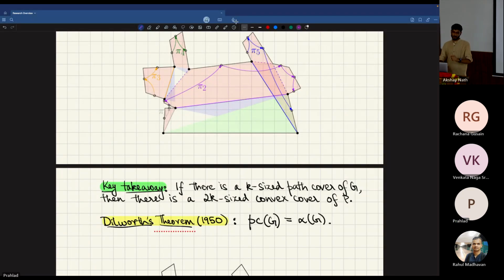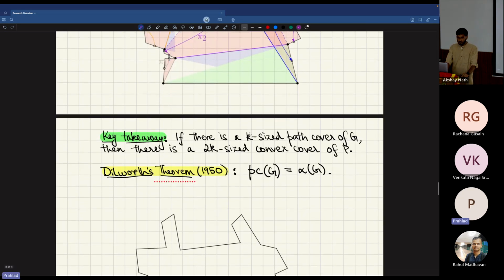There's also a proof that this indeed works. So if you add this green and the blue triangles for each of these polygons, then the claim is that you cover all of it. The proof is not too hard, but due to lack of time, I'll skip it.